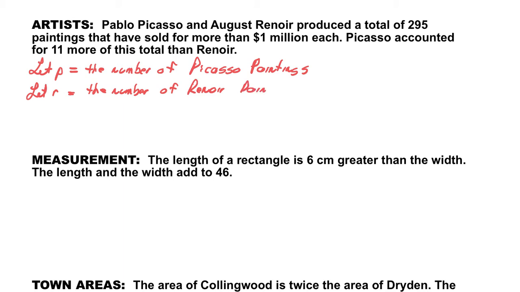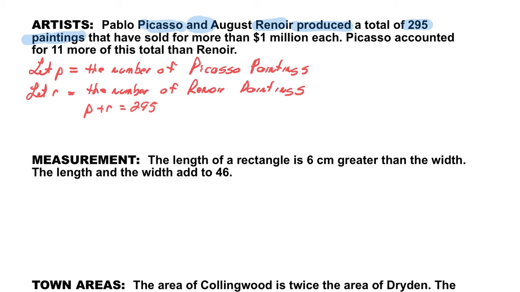There are cases where you're going to want to use a capital letter for a variable. Typically, R that's capitalized represents total revenue. So in this case, I'm using lowercase r. In each sentence, there typically is an equation. So it says that Picasso and Renoir produced 295 paintings. So that will turn into P plus R equals 295.